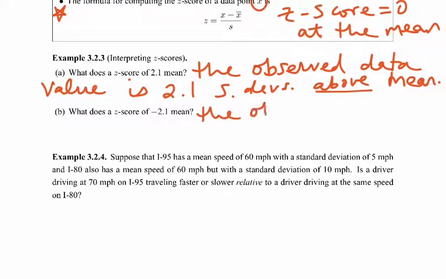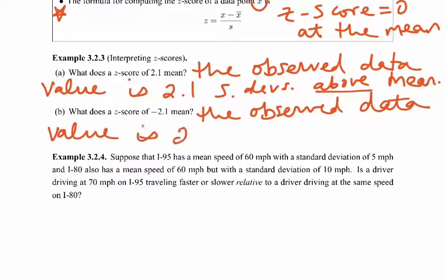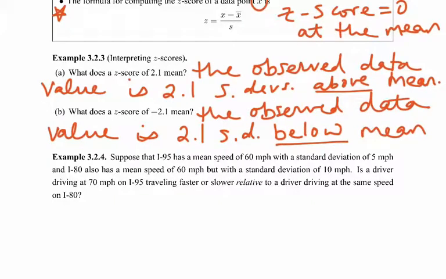So that means the observed data value is 2.1 standard deviations below whatever the mean is for that particular data. You can abbreviate; I'm writing DEV to be emphatic, but if you want to put SD for standard deviations, that's fine. So a negative z-score means you're below the mean. A positive z-score means that you are above the mean.